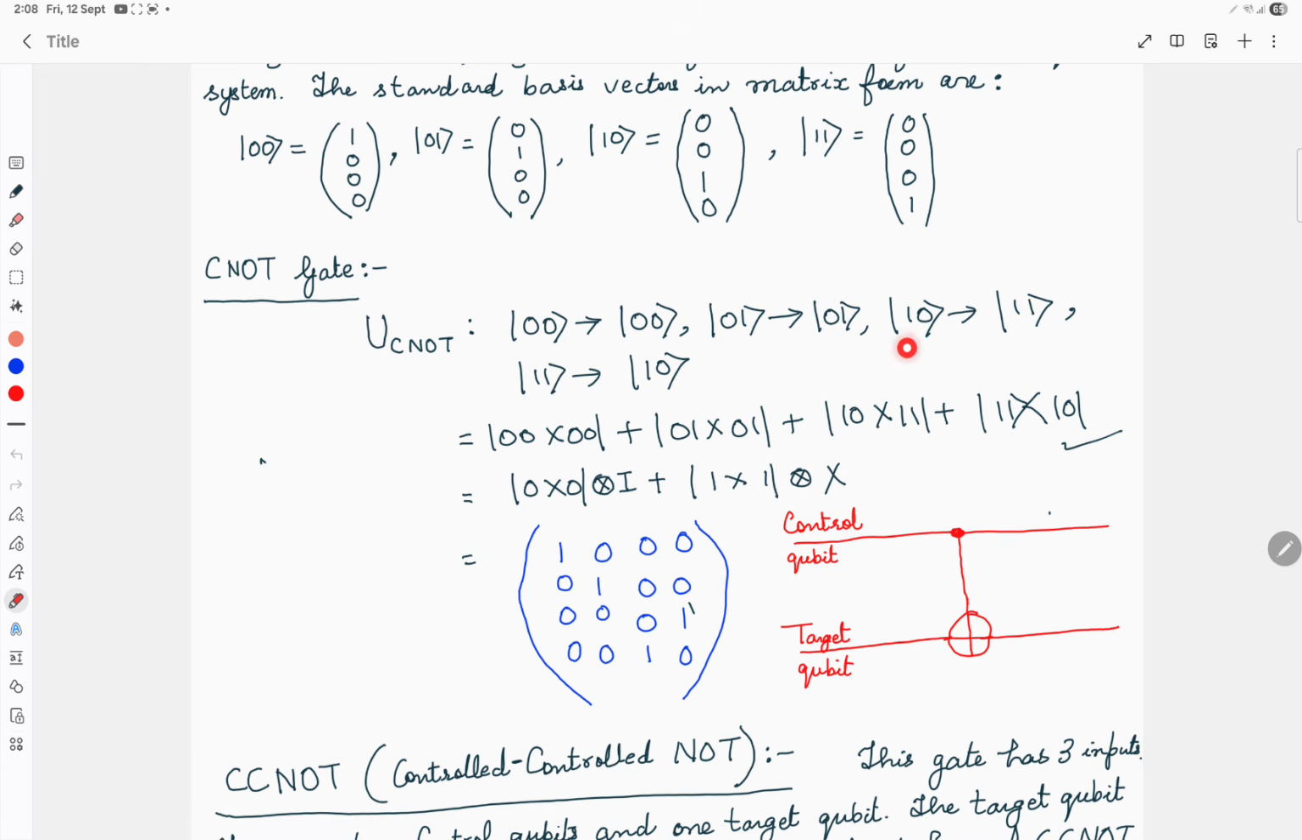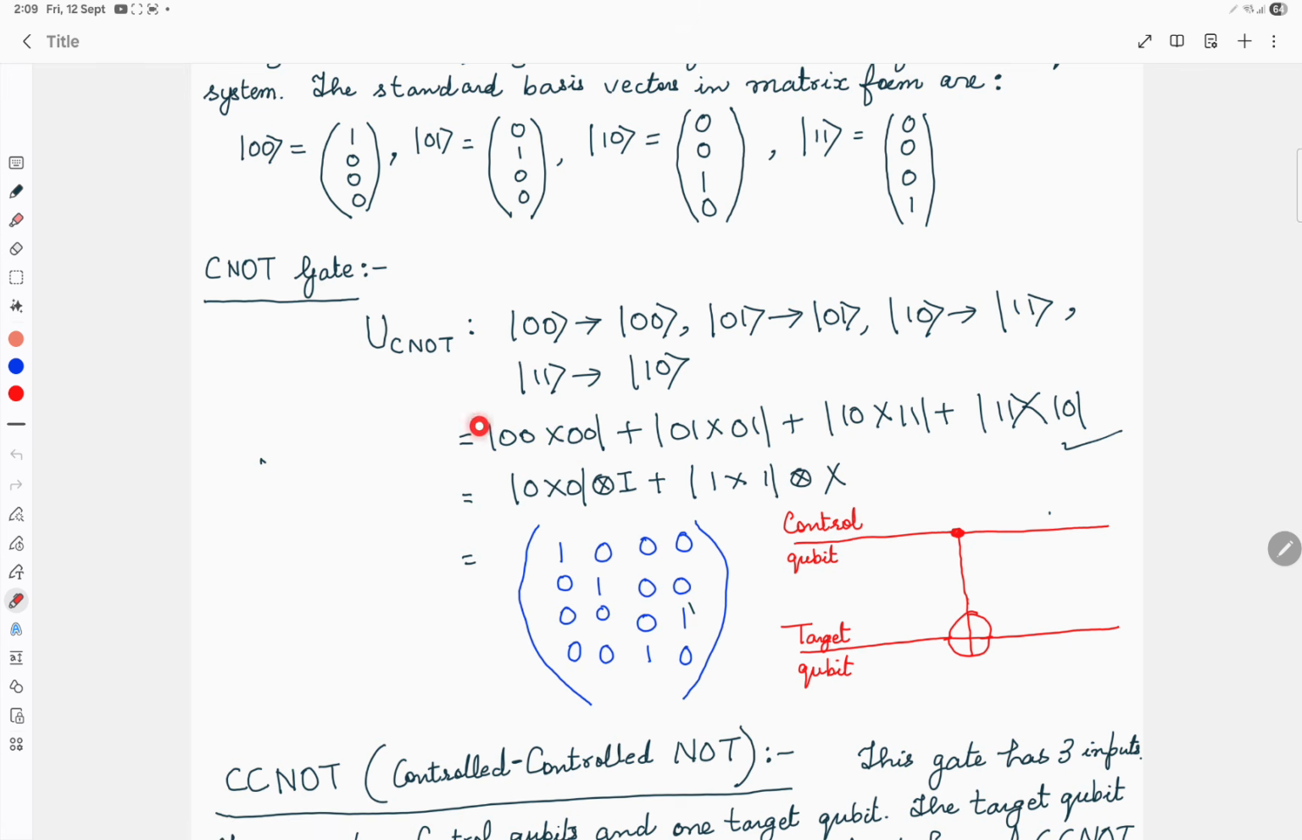But let us come to the third combination. When the control qubit is 1, definitely the target qubit will get flipped. So the output will be ket11. Similarly, in the last case, when the control qubit is 1, the target qubit will be flipped and we get an output of ket10. This represents the explicit form of the C0 gate.